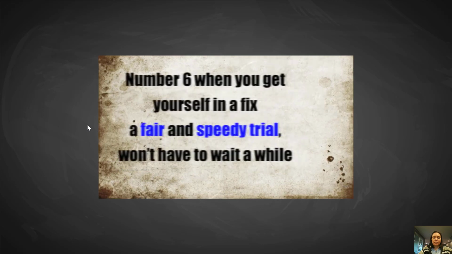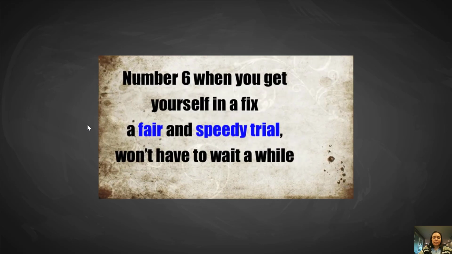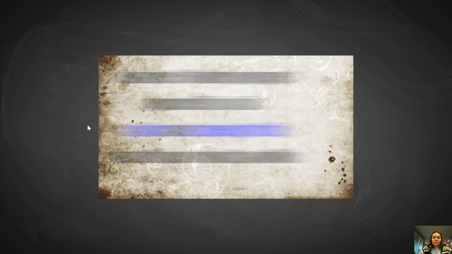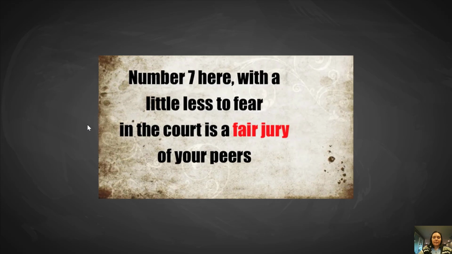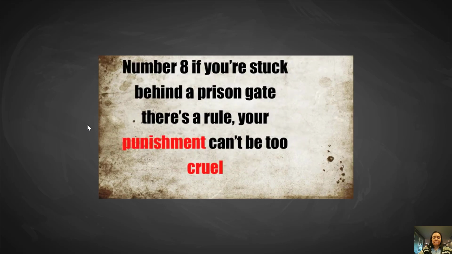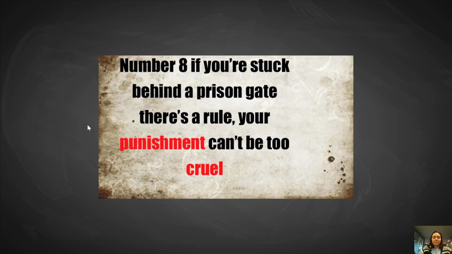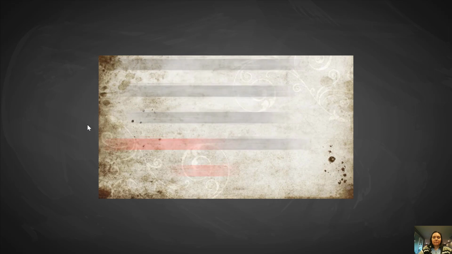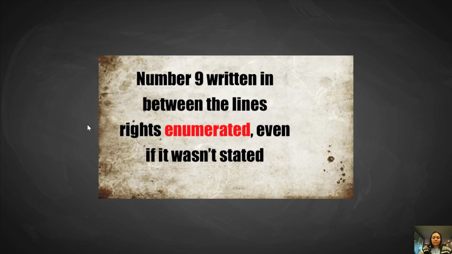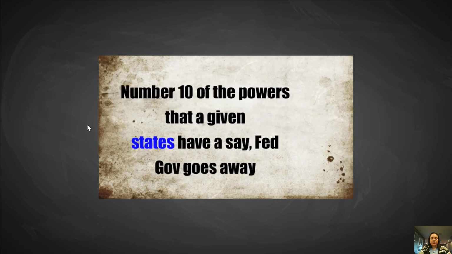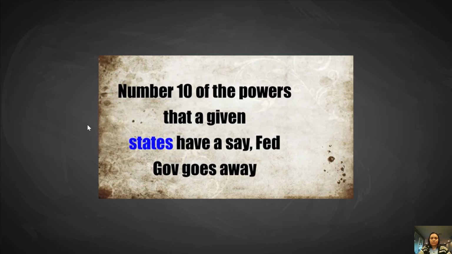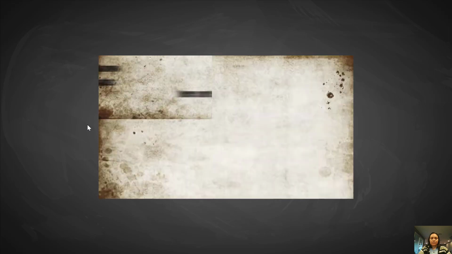Number five, if the court papers ever arrive, give it time, there's due process with every crime. Number six, when you get yourself in a fix, a fair speedy trial won't have to wait a while. Number seven, here with a little less to fear, in the court is a fair jury of your peers. Number eight, if you're stuck behind the prison gate, there's a rule, your punishment can't be too cruel. Number nine, written in between the lines, rights enumerated, even if it wasn't stated. Number 10, of the powers that are given, states have a say, Fed Gov goes away.